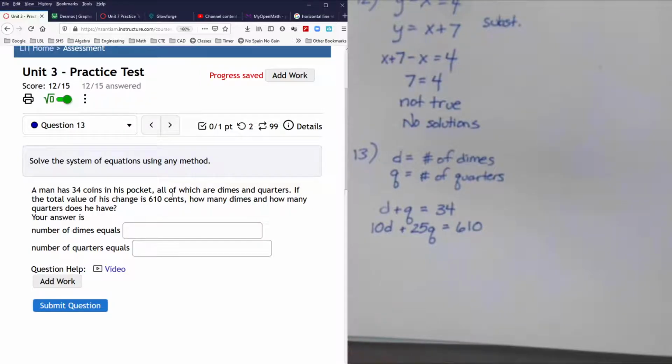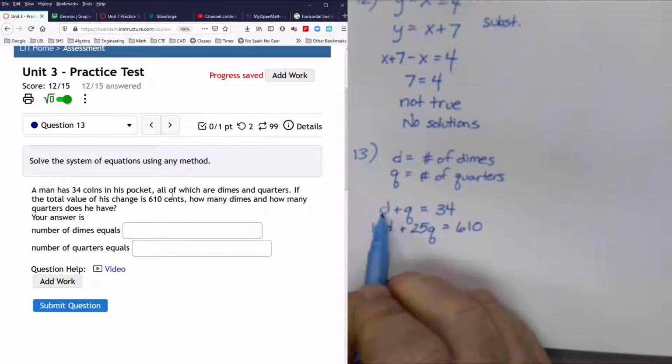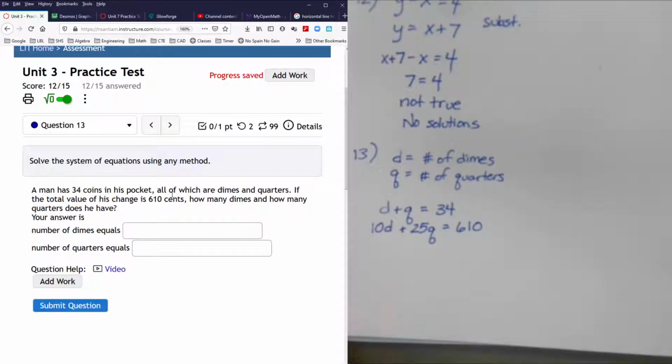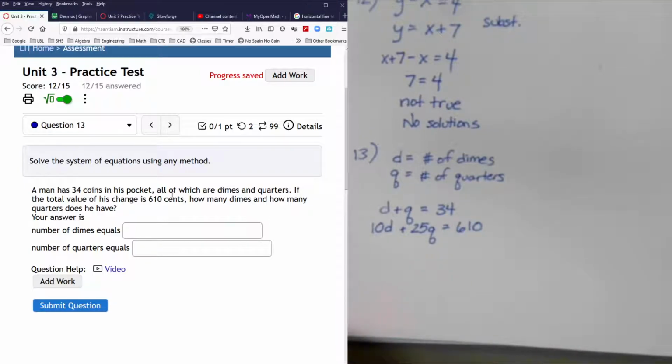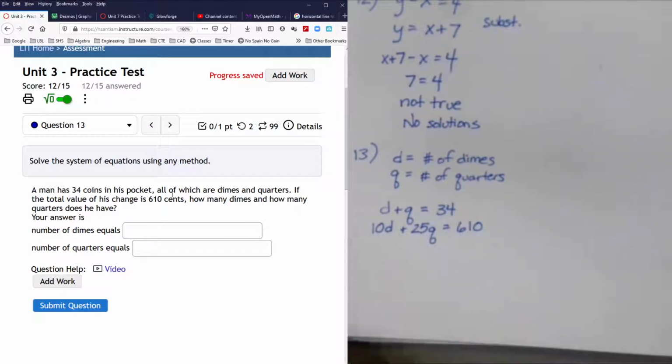So I can solve this in any method I want to. I could graph these, right? I could say X is dimes and Y is quarters, and I could graph those. But it's not too bad. This is set up pretty easily for either elimination or substitution, okay? I could easily multiply this top equation by -10, or I could multiply this top equation by -25, or I could subtract Q and solve for D, or I could subtract D and solve for Q. So there's lots of different options available to you to solve this.